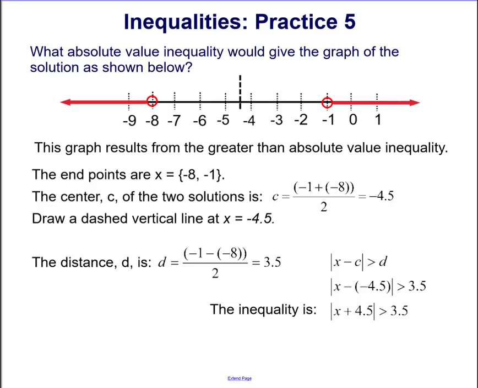And the only thing left for me to do is to combine the fact I'm subtracting a negative. Subtracting the negative is the same as adding. So my final result is going to be the absolute value of x plus 4.5 is greater than 3.5.